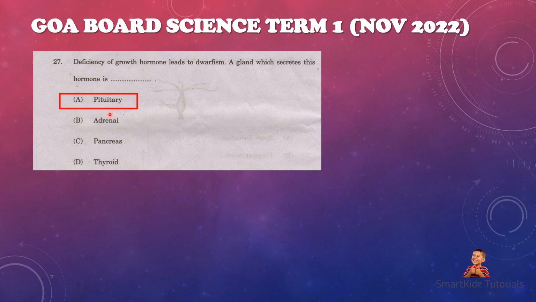If too much of it is secreted, then the person will become tall, a giant. So it should be secreted in moderate amounts or in the required amounts, as I would say, depending on various factors. We will not get into that. Just need to know that it is the pituitary gland, the answer over here.